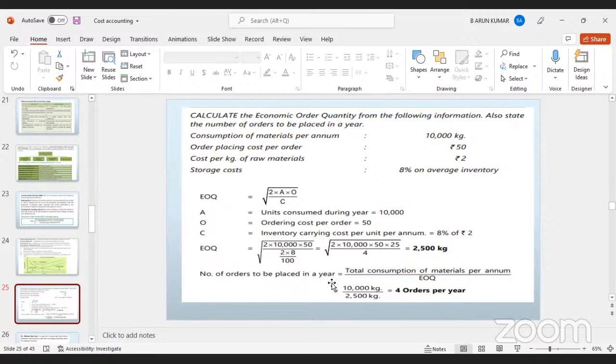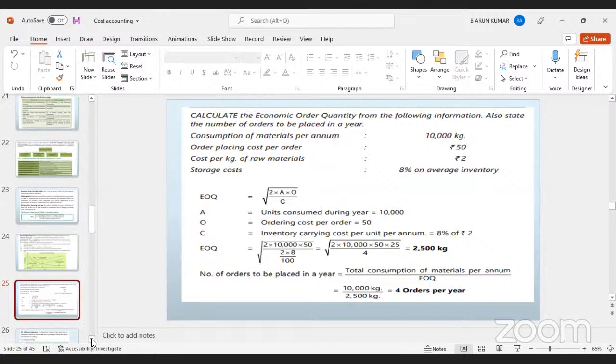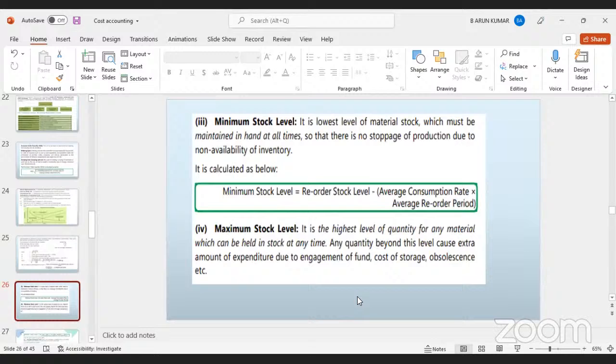And the number of orders to be placed means the total consumption of material per annum divided by EOQ. Okay, total number of materials required, how much? 10,000. That is 10,000, and EOQ is 2,500. Then we get how many orders per annum, which means 4 orders we are giving. This is the EOQ. Just read the problems in the book, and based on this example, you will find the solutions. Okay, we completed the EOQ.